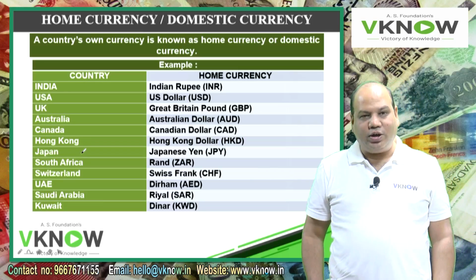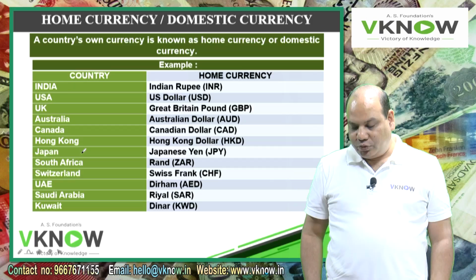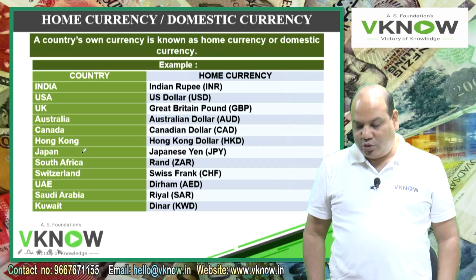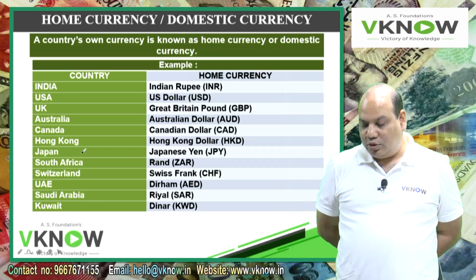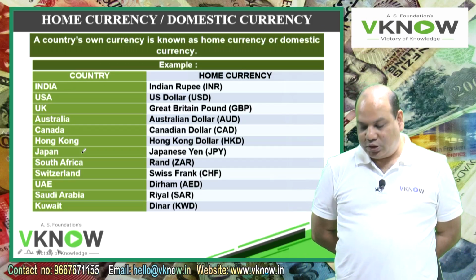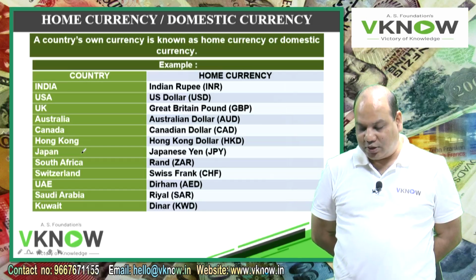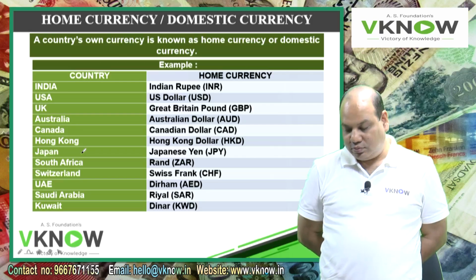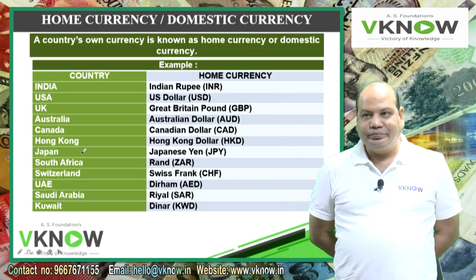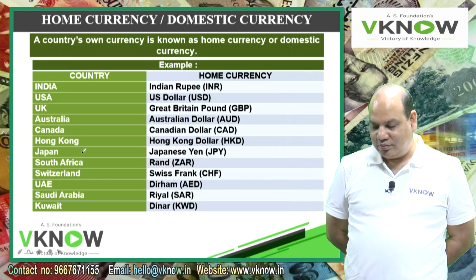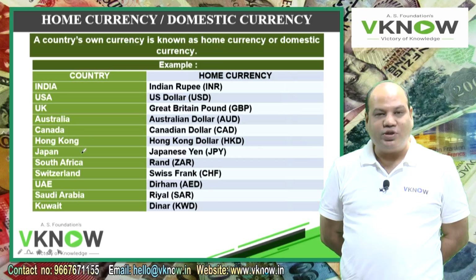UAE, United Arab Emirates, dirham, that is AED. So when you go to UAE, you will use that dirham. Then Saudi Arabia, Riyal, SAR. Kuwait is dinar, Kuwaiti dinar, KWD. So these are a few examples.